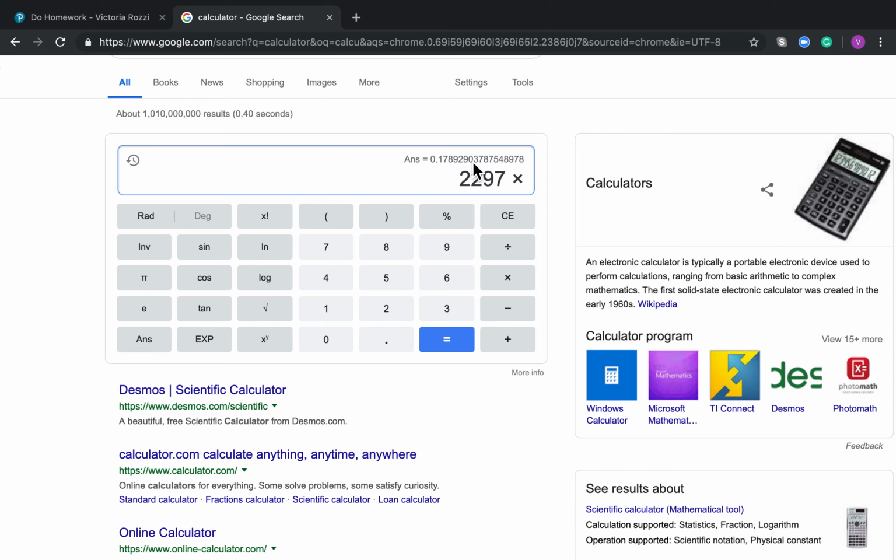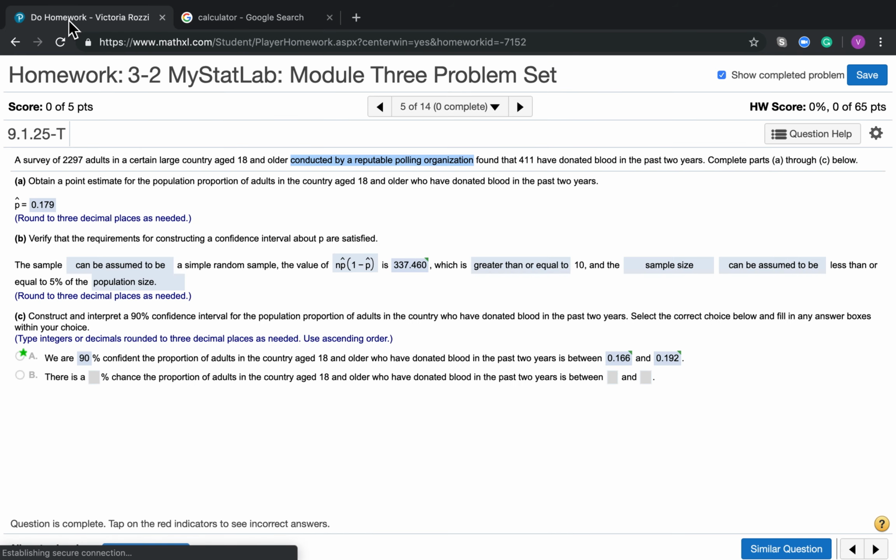So instead of plugging that in, I'm going to be a little lazy here, but sometimes I don't even want to round when I do these calculations, because the more exact you are, the more likely you are to get it correct in my stat lab. I'm going to press answer, and that's going to actually be able to use that previous one. Parentheses 1 minus p hat, so I'm going to do 1 minus my answer. And again, you could just type it in if you want to do 0.179, but I'm just going to use the answer button because my answer is already in there, and press equals. So I'm getting 337.46.